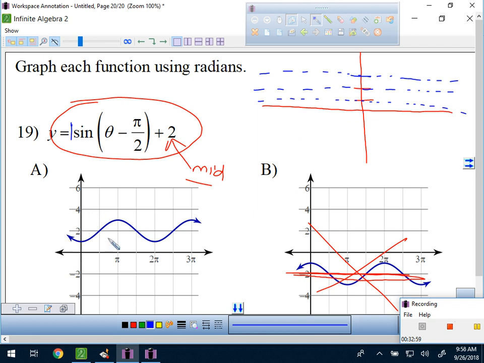So in reality, guys, answer choice A is looking pretty good right now, because see, my midline's at 2. It went up 1 and down 1. So that's looking pretty good.